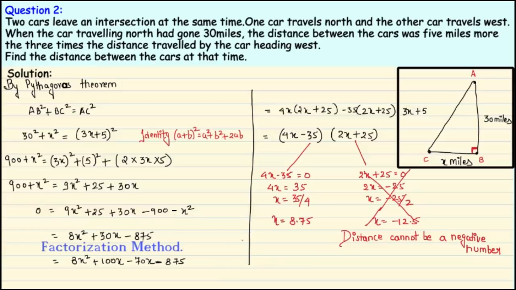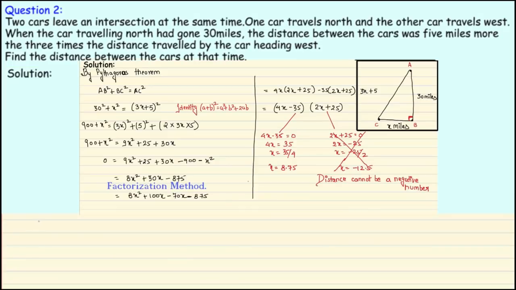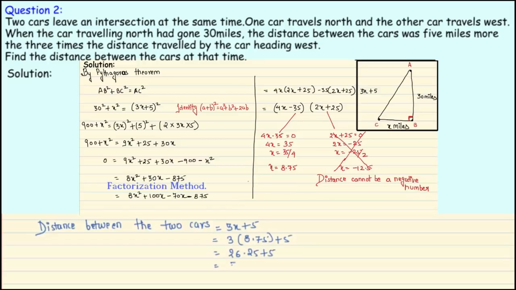So are we done here? Is this the final solution? No. We have been asked to find the distance between the two cars. Since it is represented by the expression 3x plus 5, therefore by substituting the value of x, we will get the actual distance between the two cars, that is 31.25 miles.